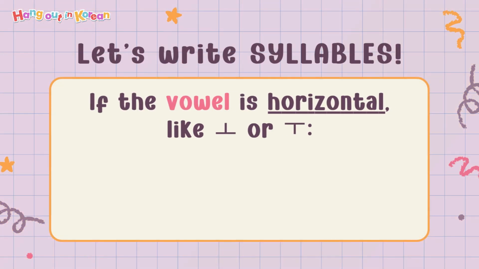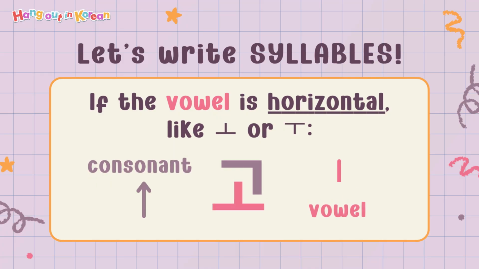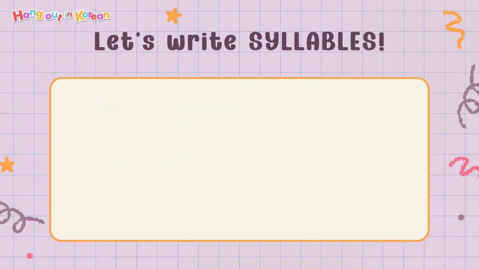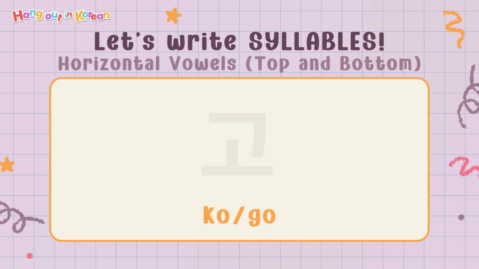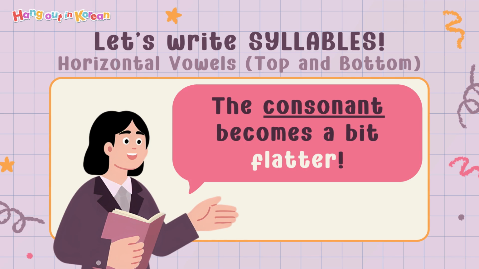But what if the vowel is horizontal, like o or u? The consonant goes on top. The vowel goes underneath. Let's practice writing syllables with this horizontal vowel. Go, notice how the consonant becomes a bit flatter to fit the space.